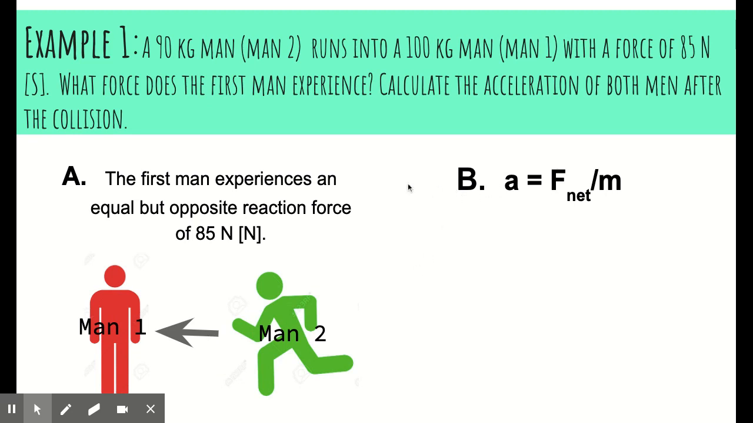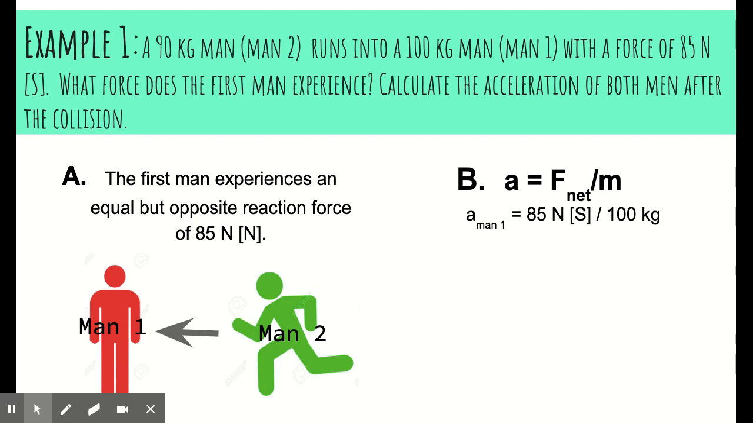The second part of this is to calculate the acceleration of both men after the collision. We're going to have two separate parts to this problem because we have two different men with different masses. We're going to have to calculate their acceleration separately. We know that we can calculate acceleration using the formula of net force divided by the mass. This is just reworked from force equals mass times acceleration.